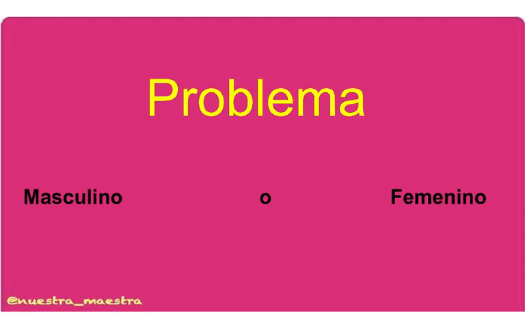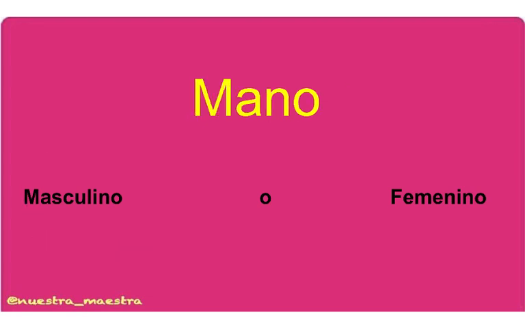Next word, problema. Problema, M-A. Remember, we saw sistema. And where did we put it? Masculino. Mano, ending in O. But check your list of exceptions. Because mano, although it ends in O, femenino.